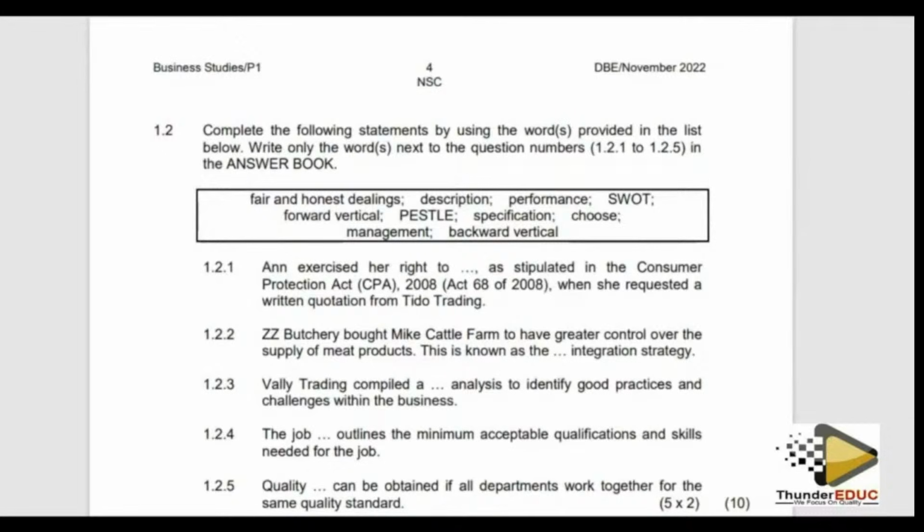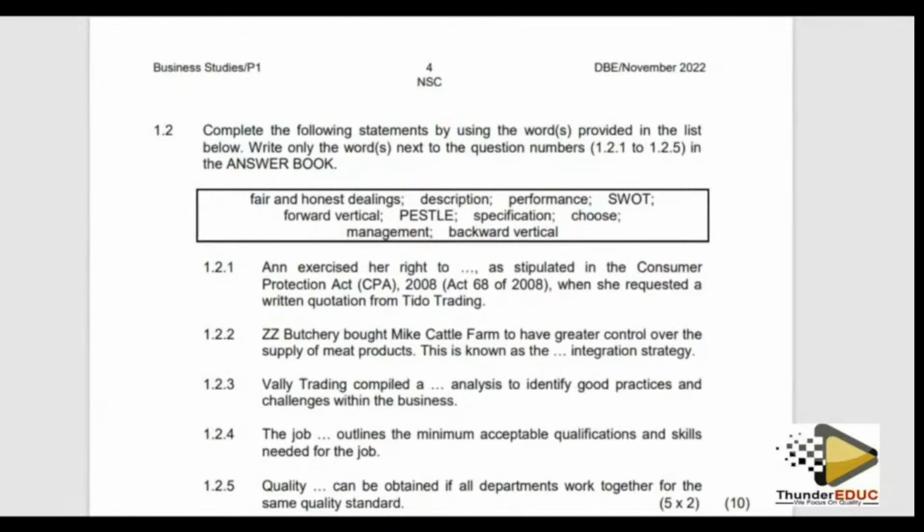So now 1.2 reads as follows. Complete the following statements by using the words provided in the list below. Write only the word or words next to the question numbers 1.2.1 to 1.2.5 in the answer book provided. So remember, before you can even jump onto reading the questions given, make sure that you understand the concepts given in this box. We have fair and honest dealings.